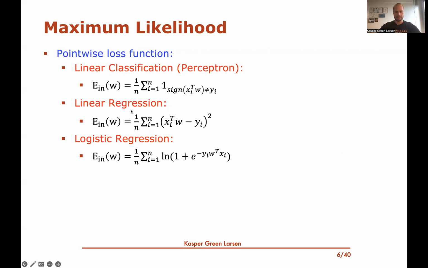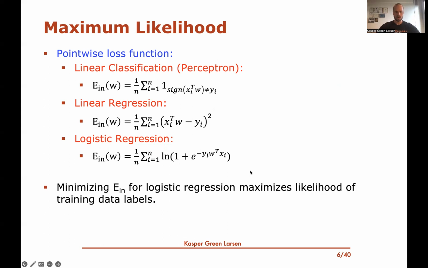Linear regression is the average over all the training examples of the squared loss. And for logistic regression, we're averaging over all training examples of log of 1 plus e to the minus yi times the inner product between w and xi. So these are the three loss functions, the in-sample errors that we're really trying to minimize in the three cases. So this is what we like to minimize for logistic regression.